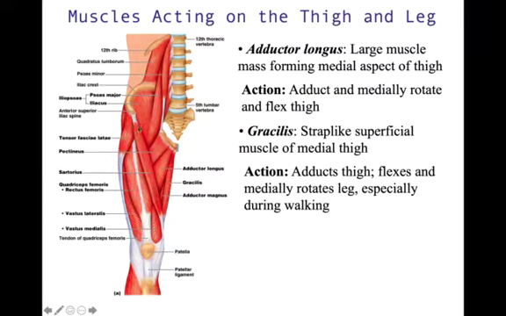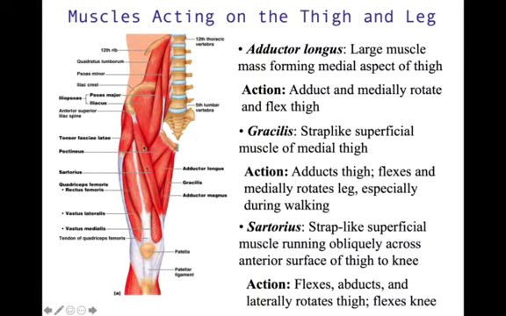The last one we're going to show on this slide is this long strap-like muscle right here, called the sartorius muscle. It flexes, abducts, and laterally rotates the thigh. It also flexes the knee. So this is my adductor longus, this is my gracilis, and this is my sartorius.